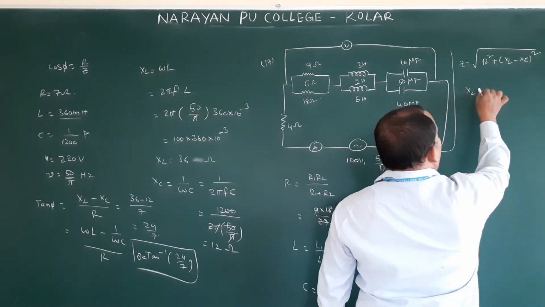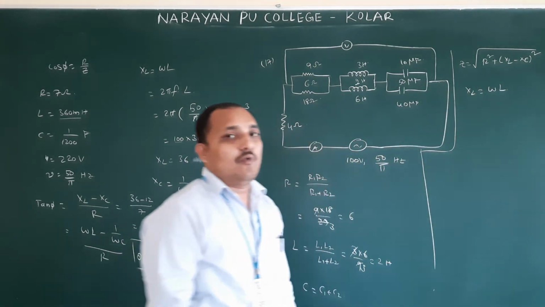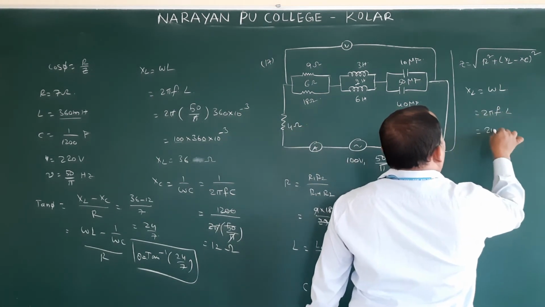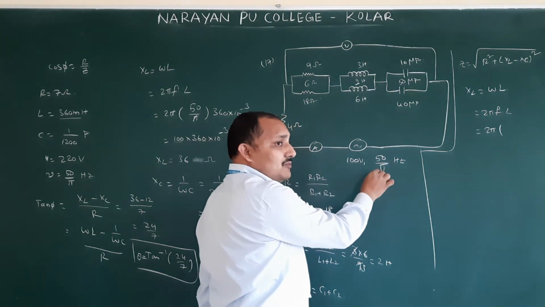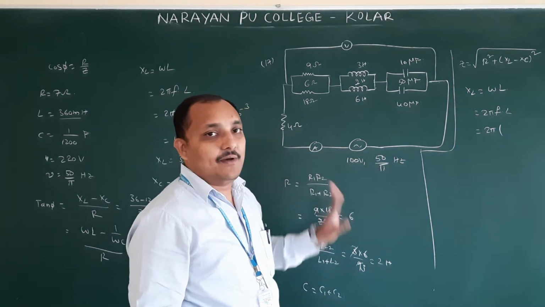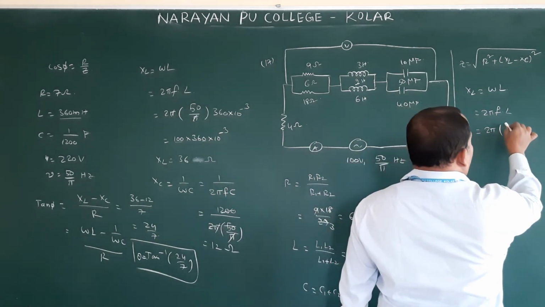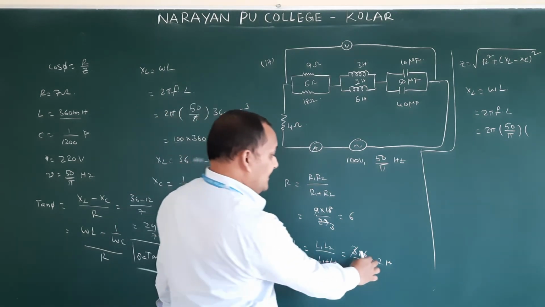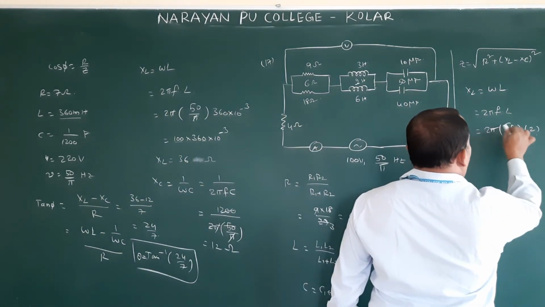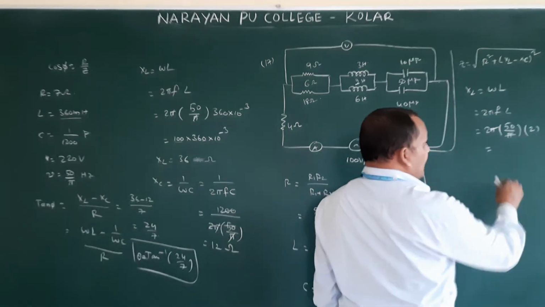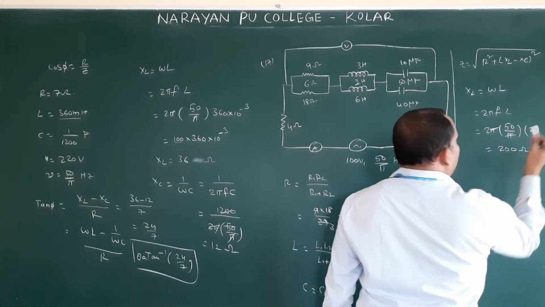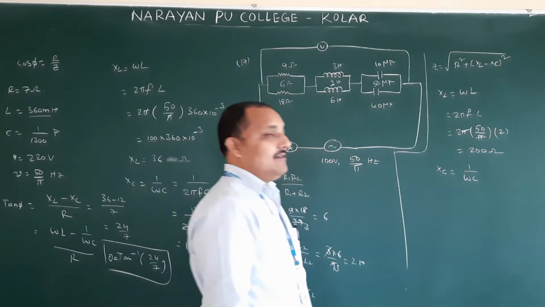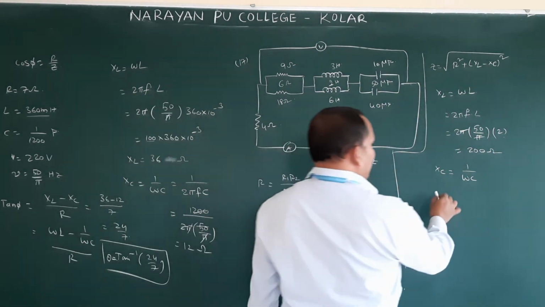XL is equal to omega L. What is omega? 2 pi F. F value is 50 by pi. Now this is the fourth or third problem, so they give 50 by pi in this entire problem. L value, the resultant we got, is 2. So 2 into 50, 100 into 2, that is 200 ohms.